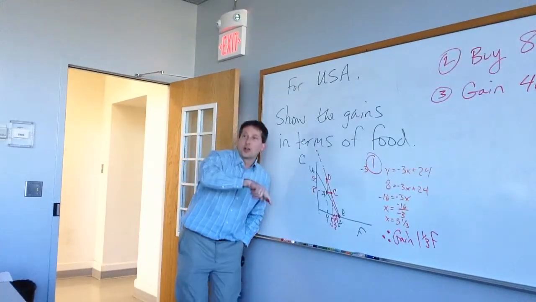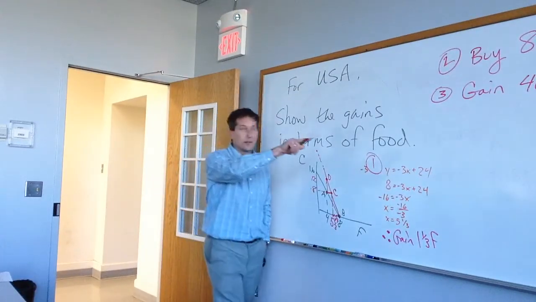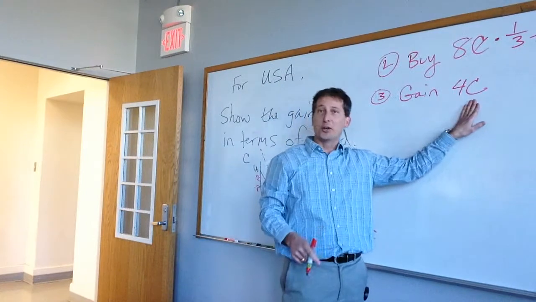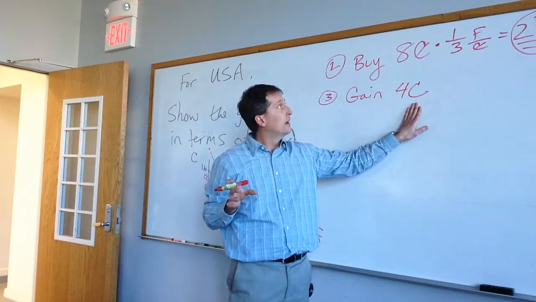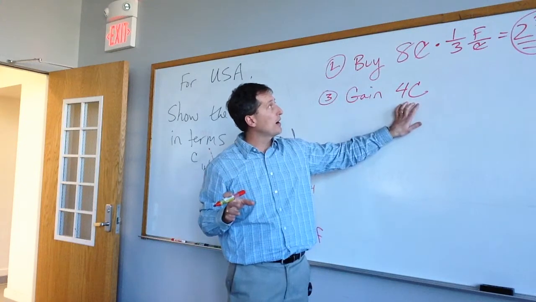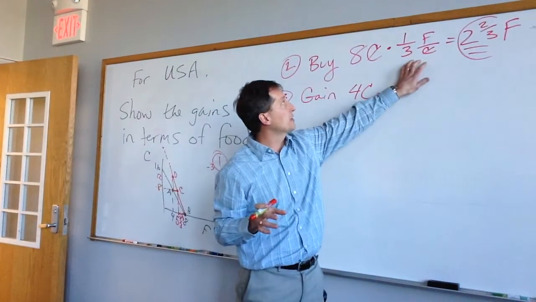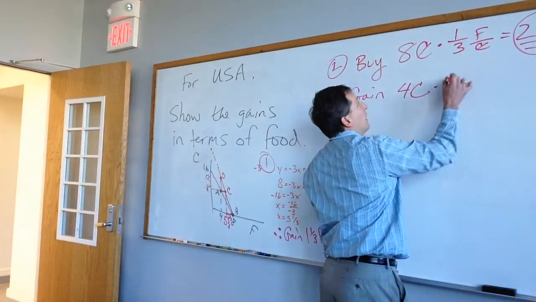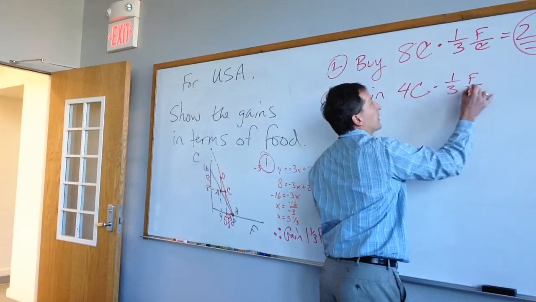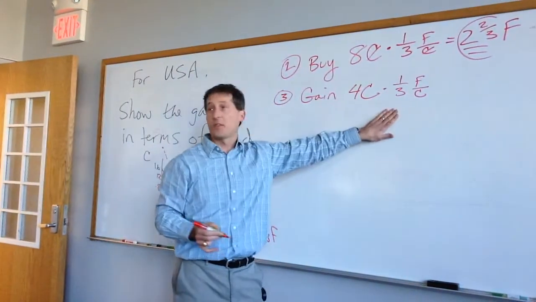If we convert that gain of 4 cars now using our international price, we can convert that 4 cars using the international price of 1/3 of a food per car, 4/3.